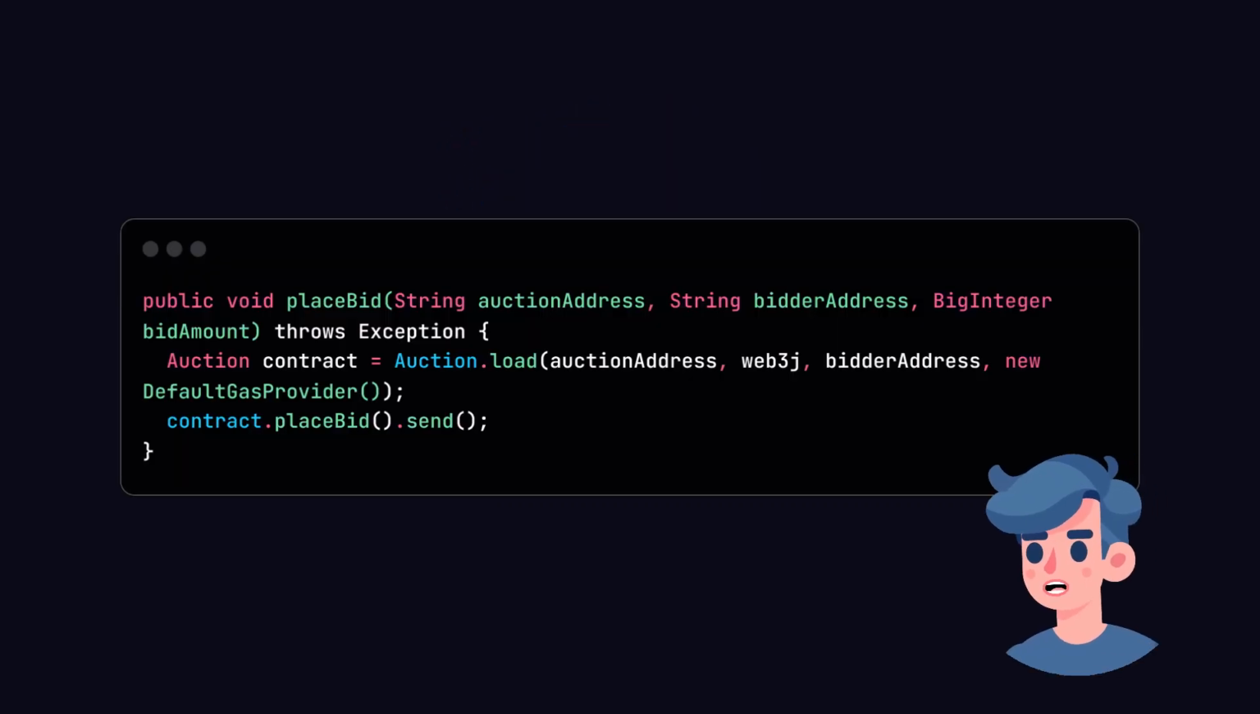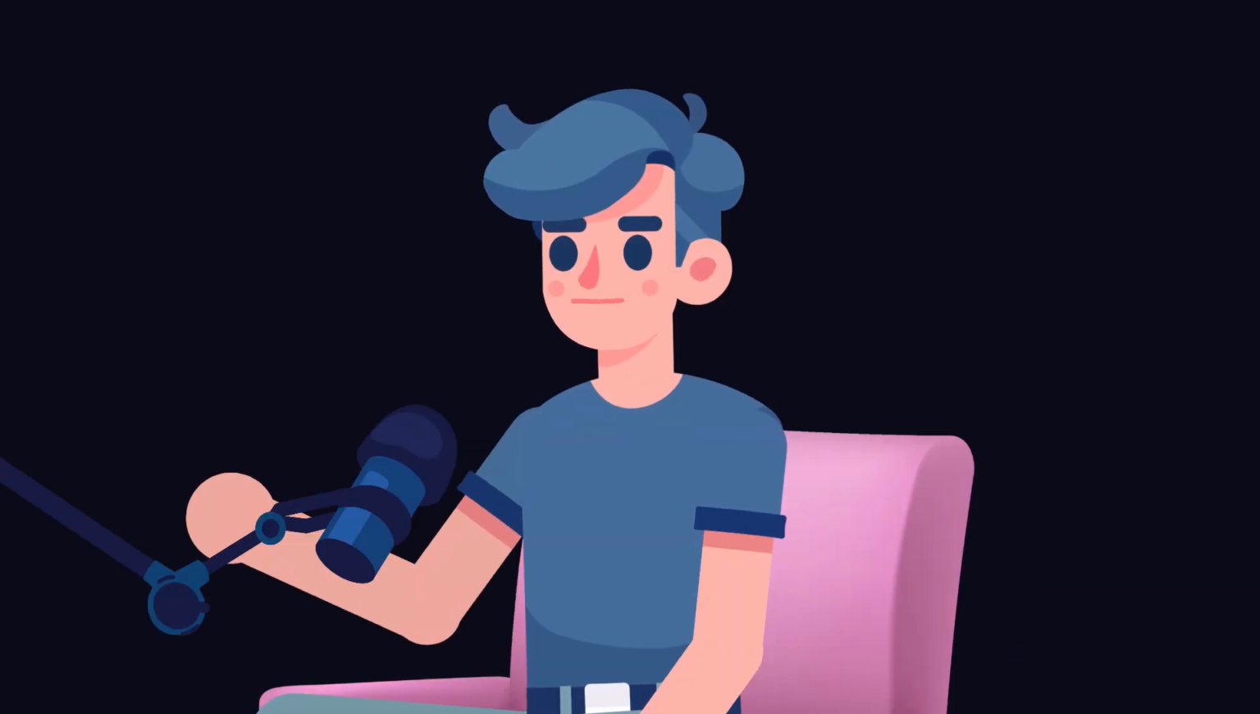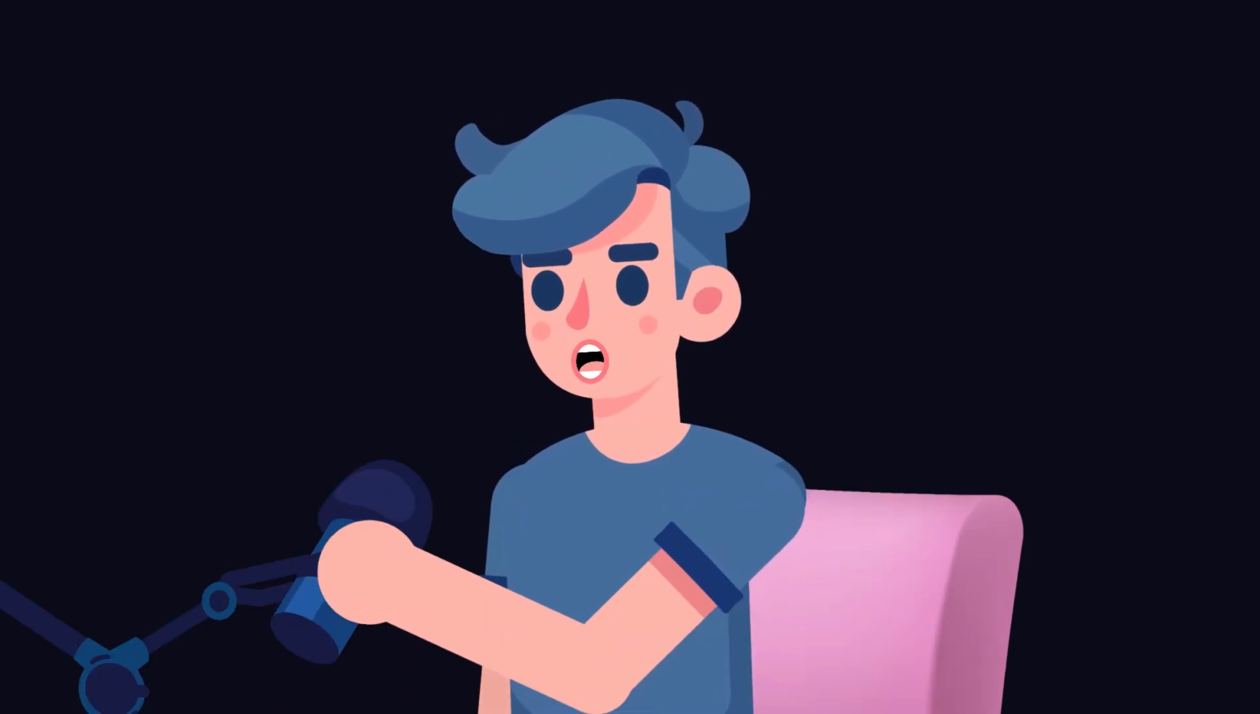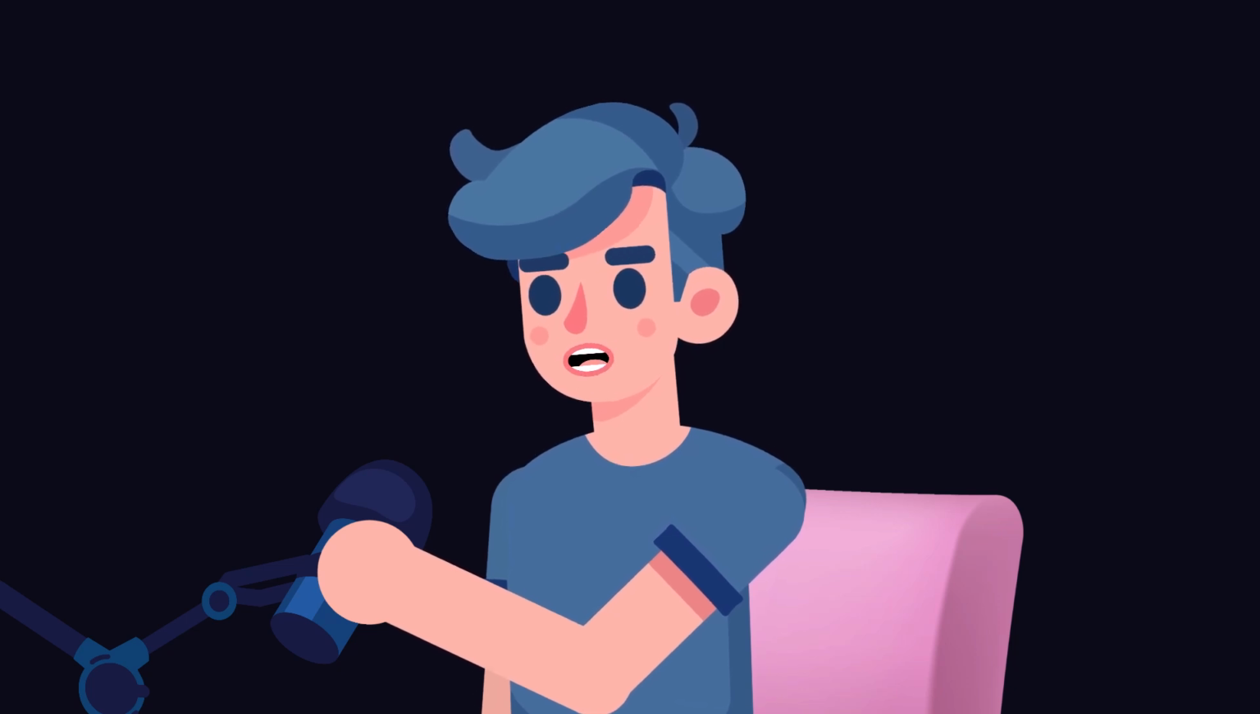Next, let's implement the placeBid method, which will allow users to place bids. In this method, we load the auction contract using its address and invoke placeBid. Users will need to authorize the transaction. Make sure to handle exceptions properly in a real application.